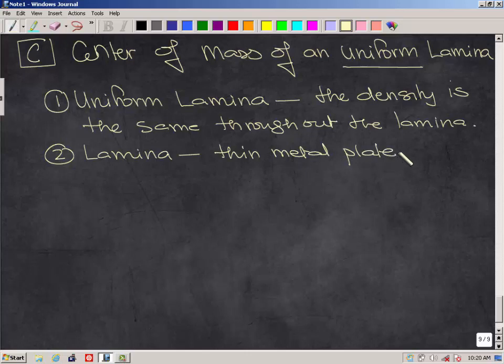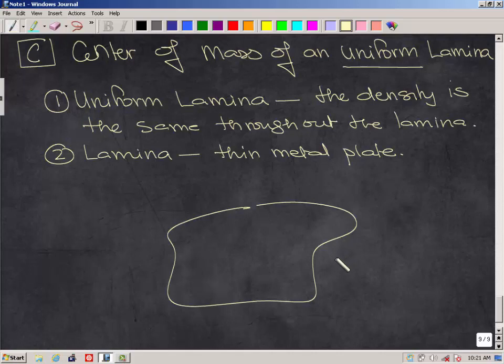Okay, so what does it mean for the density to be the same? Imagine I have a plate like this. That means one side is not heavier than the other side. The density is the same throughout that plate. Sometimes you could have laminas made out of different alloys, so in that case, some parts of the lamina will be heavier than other parts.